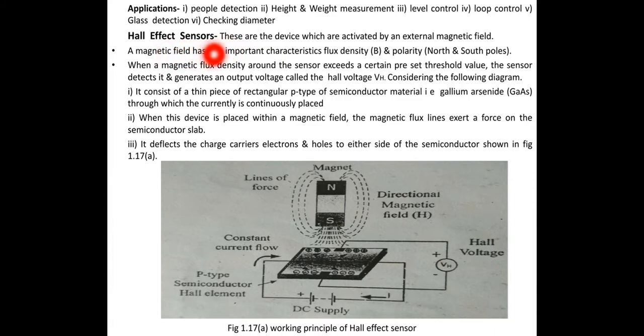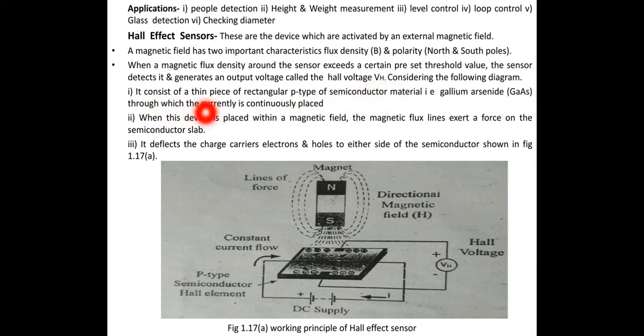Then Hall effect sensors. These are devices which are activated by an external magnetic field. A magnetic field has two important characteristics: flux density, that is B, and polarity, that is north and south poles. You all are familiar with this. When the magnetic flux density around the sensor exceeds a certain preset threshold value, the sensor detects it. Simple. And it generates an output voltage called the Hall voltage.